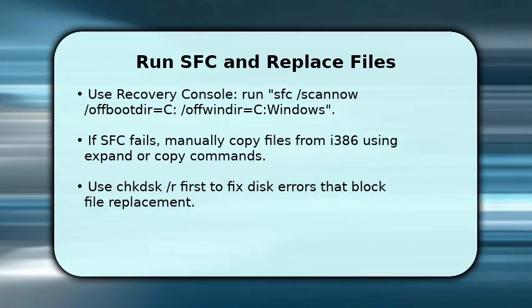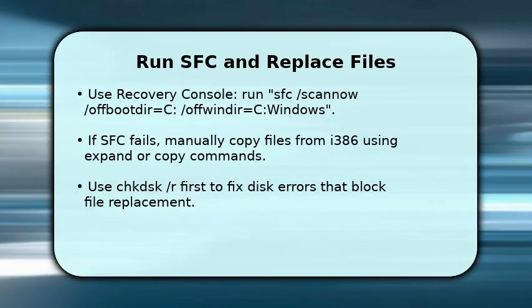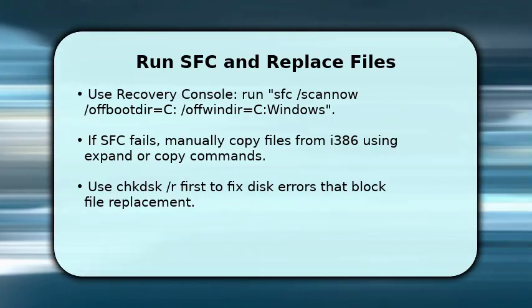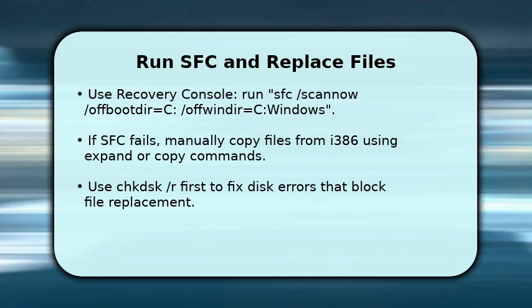If SFC reports missing or unreadable files, switch to manual replacement. Use Expand to extract DLL or sys files from the i386 folder into the Windows\system32 folder. Before copying, run chkdsk /r to repair bad sectors. That prevents failures during file write. Make sure file ownership and attributes are correct after replacement.